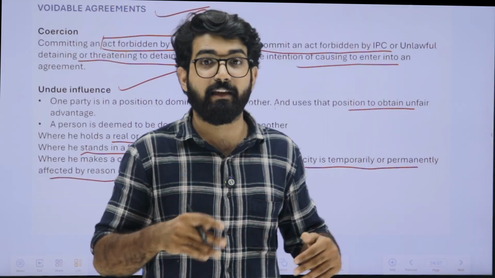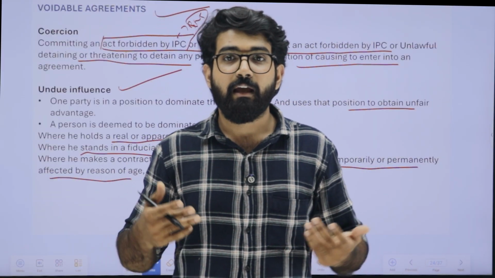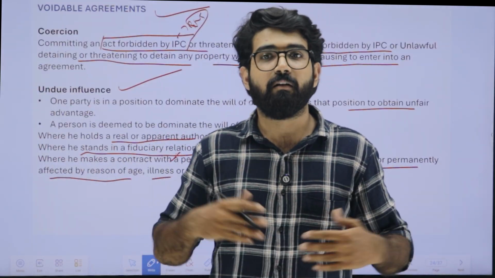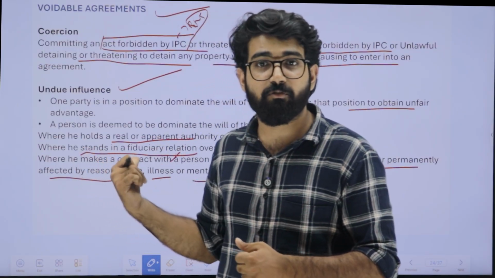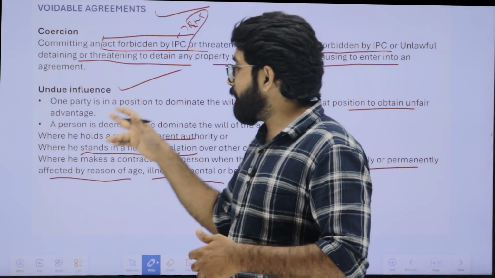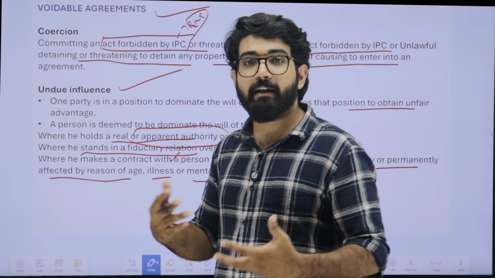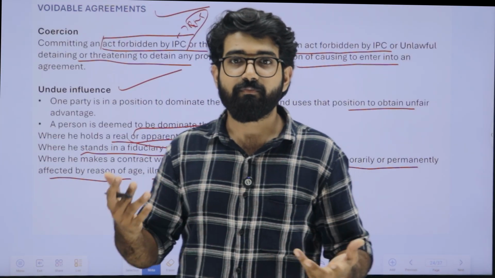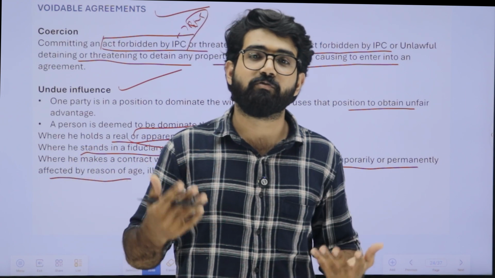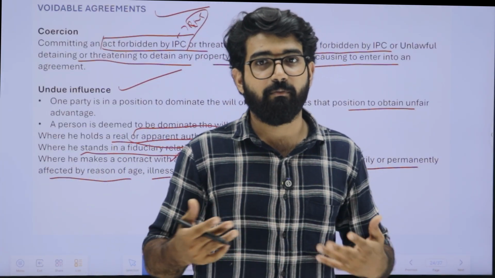So what happens here is their legal heirs will come to us and tell us that they need to get that property back. So how to get that property back? We will make a claim on undue influence. They were in a fiduciary relationship, or they had an apparent authority over them. So what they did, using undue influence, was transfer this property in their name. So we can use these laws for many purposes.